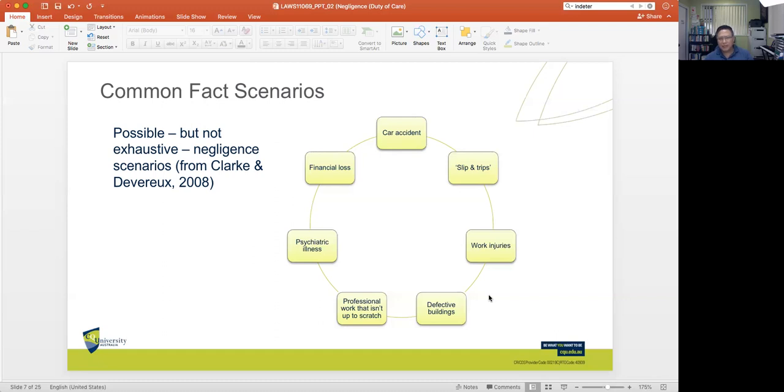There can also be negligence in the case of defective buildings or professionals who might provide, for lawyers, they provide wrong legal advice that leads to losses on the part of a plaintiff. It could be medical doctors providing the wrong medical advice, or surgeons cutting off the wrong body organ. There might also be actions for negligence on the basis of psychiatric illness or even financial loss. So one of the most litigated areas of tort law is actually a result of negligence on the part of a defendant.